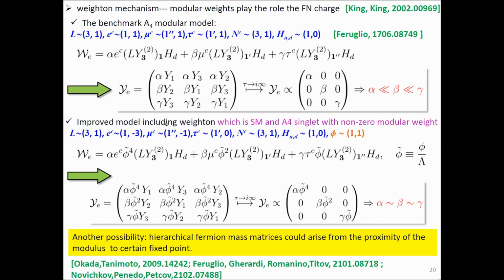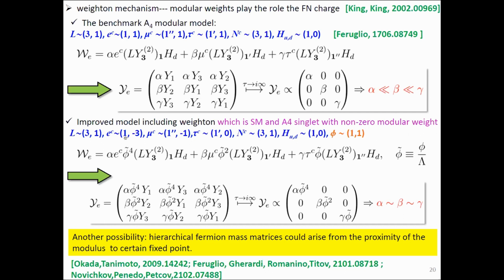So the idea of the Weiss model is that we include another flavon. It is called the Weiss flavon, but this flavon is very special. It is a standard model singlet and A4 singlet, only carrying non-zero modular weight. That is, it is a flavor singlet. It is different from Froggatt-Nielsen flavons. Froggatt-Nielsen flavons carry U(1) Froggatt-Nielsen charge, but here it doesn't carry A4 charge. It only carries one unit of modular weight.